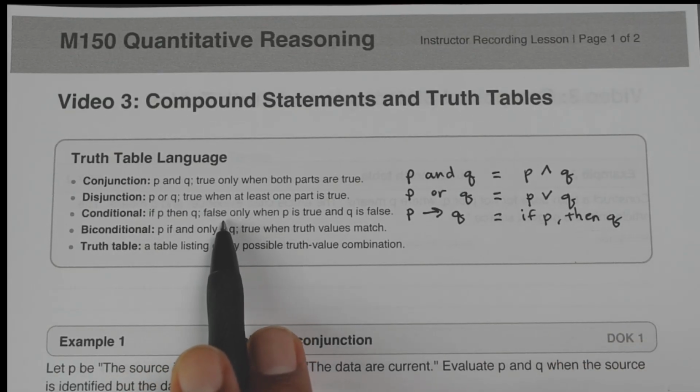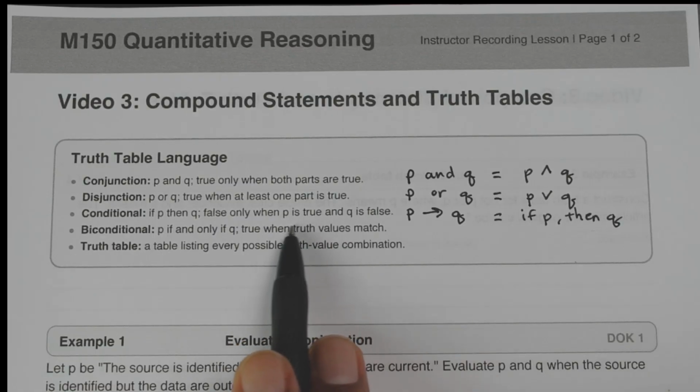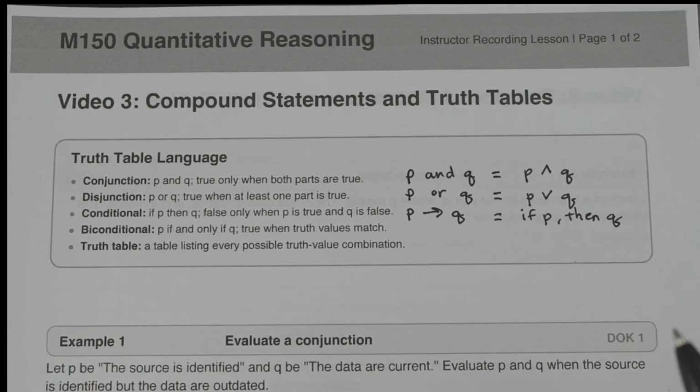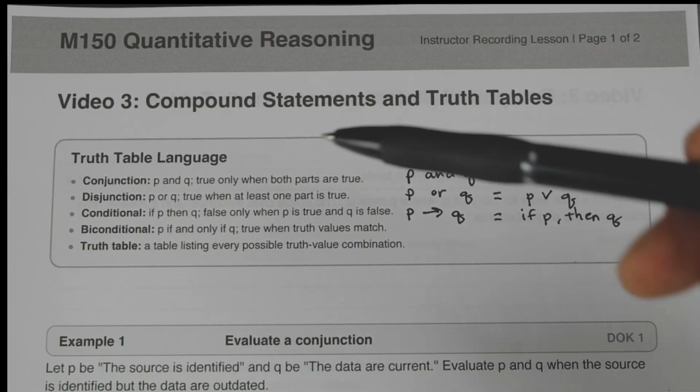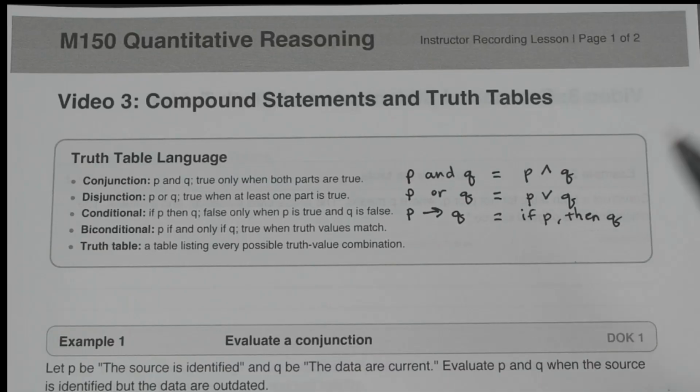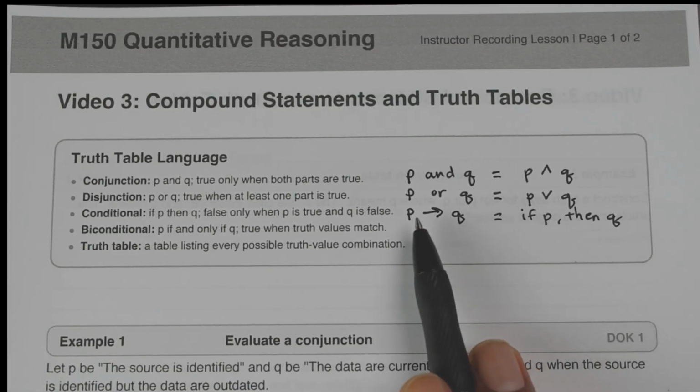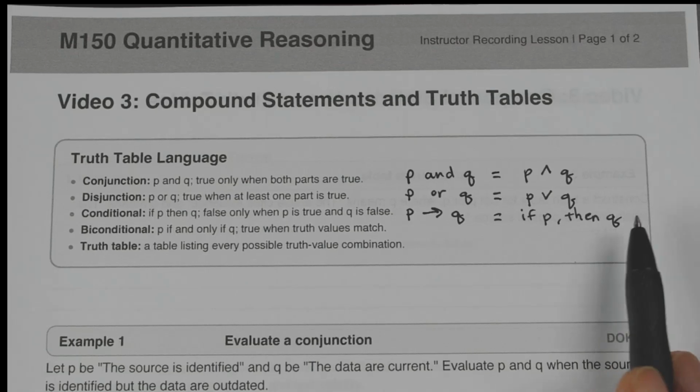So it's false only when P is true and Q is false. If you study but you do not pass, then the statement is false. That's the conditional statement because it's basically a hypothetical: if you study, you will pass. That's how it works. Again, this is the symbolism, and these are the words.